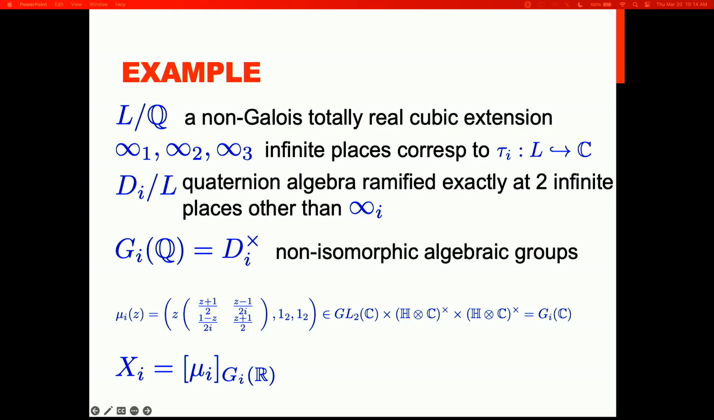I've written down one element of the conjugacy class. If I take the C points of G_i, I get one copy of GL2(C) and two copies of the Hamiltonian quaternions tensor C cross, and I just have a cocharacter at this one place. So this is genuinely a different Shimura datum. They each give Shimura varieties over C, and in fact, the reflex field of (G_i, X_i) is the image of this cubic real field under the choice of embedding tau i into the complex numbers.